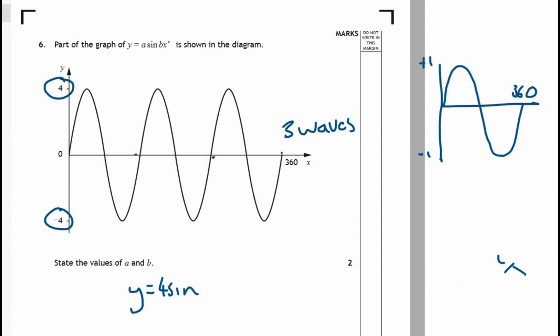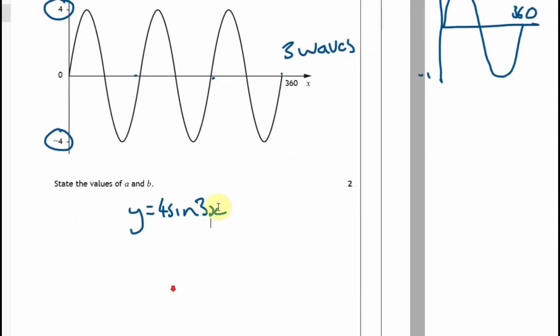The period is to do with the next number. It's the number in front of the X that affects the period. So that should be 3x because we've got 3 times as many waves in there. So B is going to be 3. That's your equation. I'm just going to check to see if you write that. Yeah, if you write that, you're still going to get your 2 marks. You have to say A is this and B is this, although I think it's always good to do that. But if you wrote this, you would still get your marks.